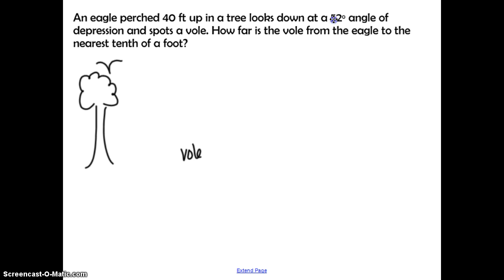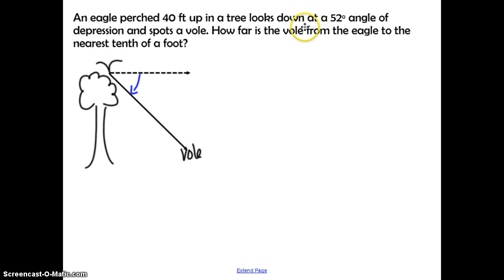Now, it sees it at an angle of depression of 52 degrees. Now, you need to really be careful about angles of depression. These are the trickier ones. So you have to remember our initial rule. It starts looking straight out, and then from there, the angle of depression is going to go downwards, so that now the eagle is going to see the vole at that angle. Okay, so this is the angle of depression that we need to draw.